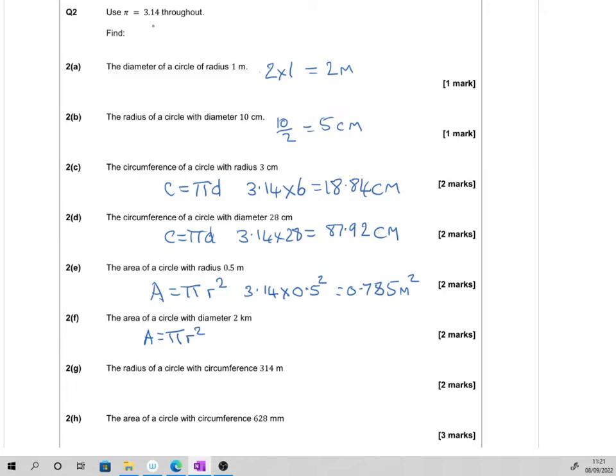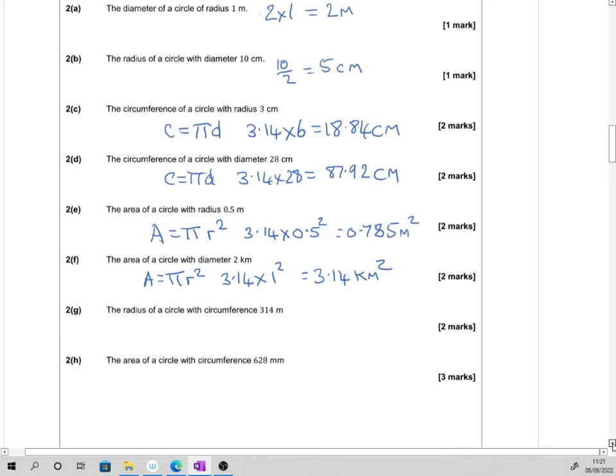The area of a circle, area equals pi r squared. Diameter is 2, therefore the radius is 1. So it's 3.14 times 1 squared. Well, 1 times 1 is 1, so the answer is 3.14 kilometers squared.